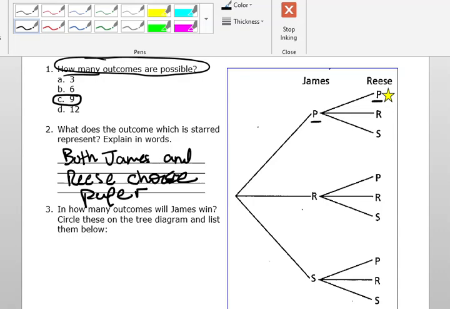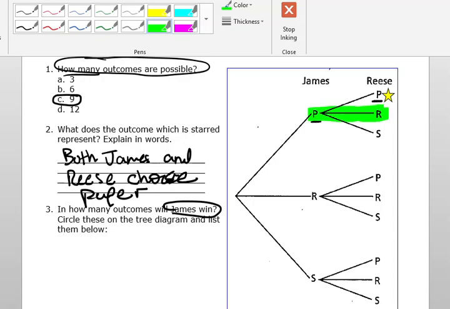Okay. In how many outcomes will James win? Circle these on the tree diagram and list them below. Okay, so let's see here. I'm going to use a green highlighter for when James wins. So when James goes paper and Reese says paper, that's a tie. He doesn't win. When James says paper and Reese says rock, we know that paper beats rock. So here's one situation. And when James says paper and Reese says scissors, Reese would win.